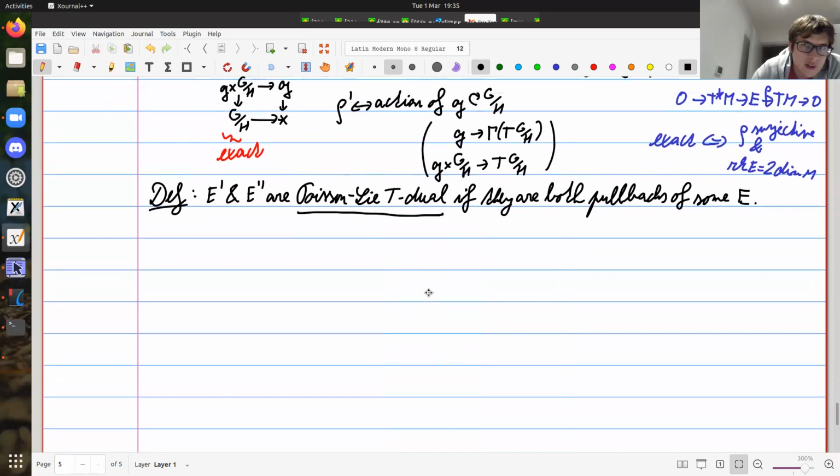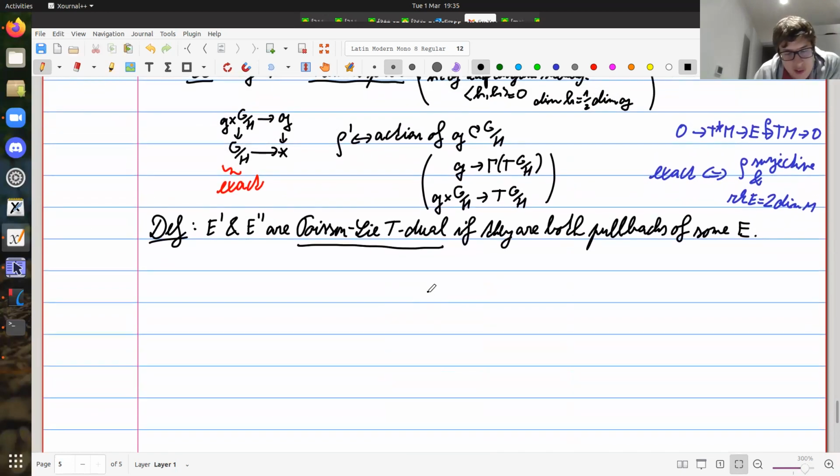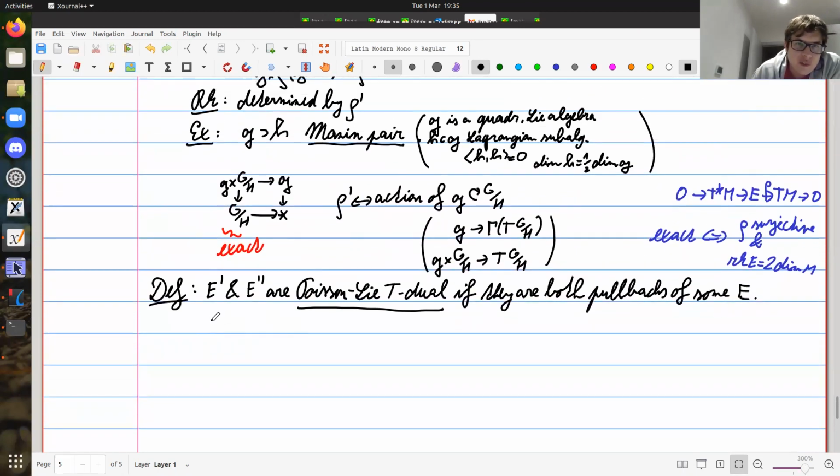And so the first thing to say is that one example would be that you start with G, which has two different Lagrangian subalgebras, then you have two exact Courant algebroids which are both pullbacks of the same guy. But the word duality is maybe a little misleading here, because there is no reason in general why you shouldn't have more than just two. You can have a third one, a fourth one. You can have infinitely many of them. You can have a continuous family.